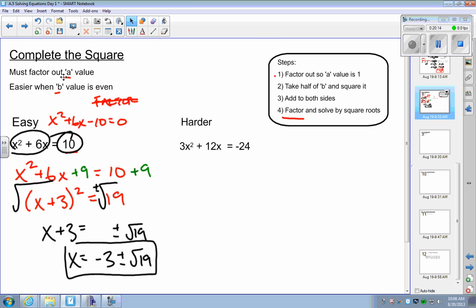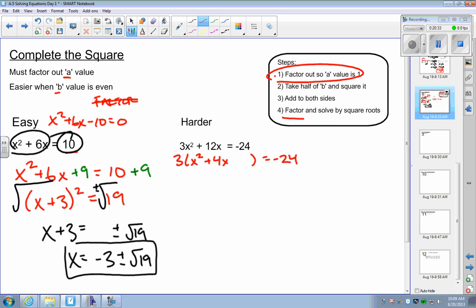All right, a more difficult example is this next one. Because of step 1 here, you have to make the a value a 1. So what I mean by that is this. You don't want to pull out the GCF, just the a value. So you guys should agree that that's the exact same thing. Now, complete the square. Half of 4 is 2. 2 squared is 4. But you're not really adding 4 because you have this 3 to take care of. So you're really adding 12.